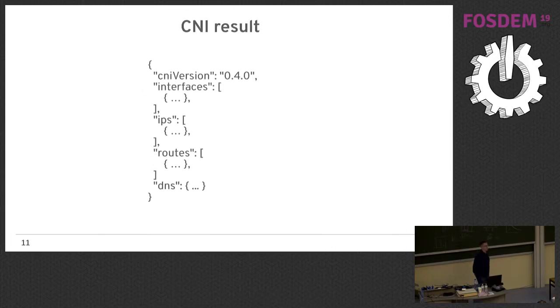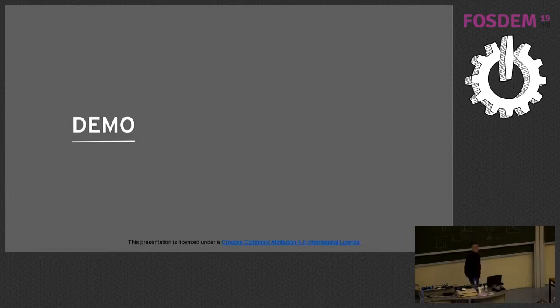CNI result. This is the CNI result for adding a container. We have the CNI version, a list of created interfaces, IPs, routes, and DNS information. We'll go over that in more detail in the demo. So let us now go over to the demo.